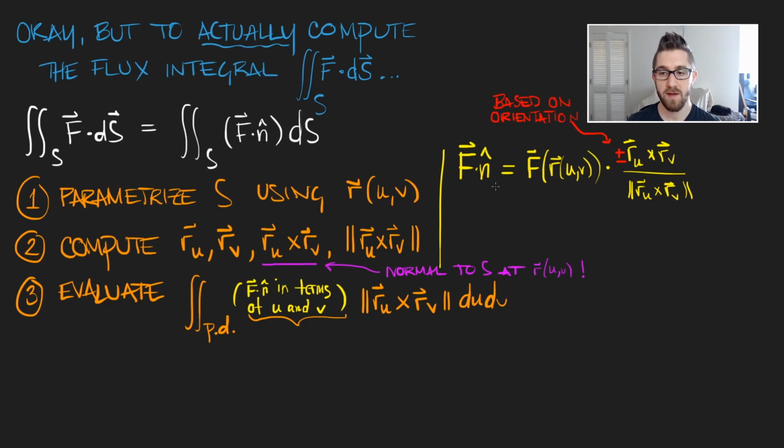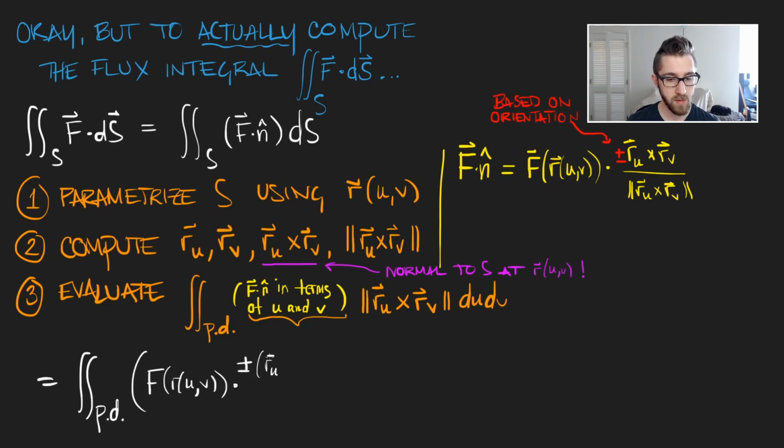Okay, so now we have a way to write f dot n in terms of u and v. Now, what's going to be really nice is that when we take this yellow expression and write it here for f dot n in terms of u and v, what's going to happen is this magnitude of ru cross rv and this magnitude of ru cross rv are going to cancel, and our formula is actually going to end up being not that bad. So what we end up with is a double integral over the parameterization domain of f of r of uv dot plus or minus ru cross rv over the magnitude, because it needs to be a unit normal vector. So that's just the integrand written in terms of u and v.